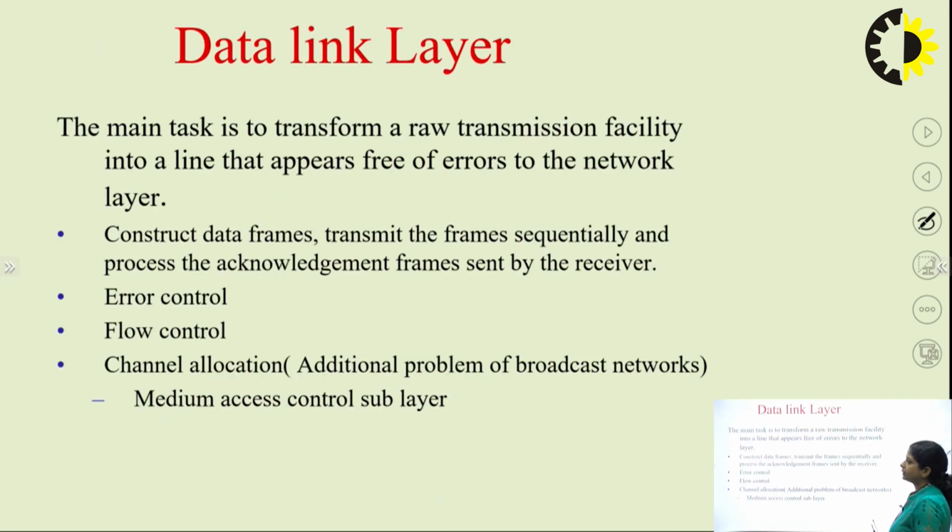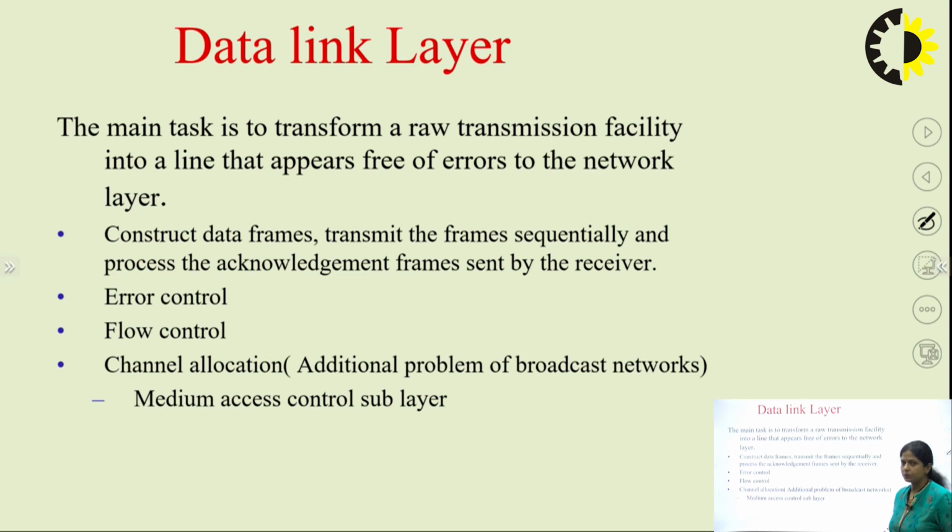Now moving further, we talk about the data link layer. The data link layer is the second layer in the OSI model, right? So what is the main task of a data link layer? The main task of the data link layer is to transform a raw transmission facility into a line that appears free of errors to the network layer.